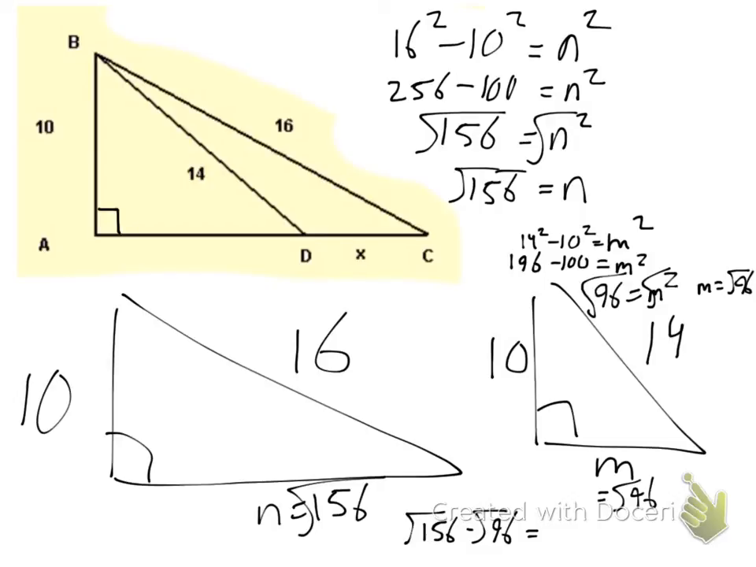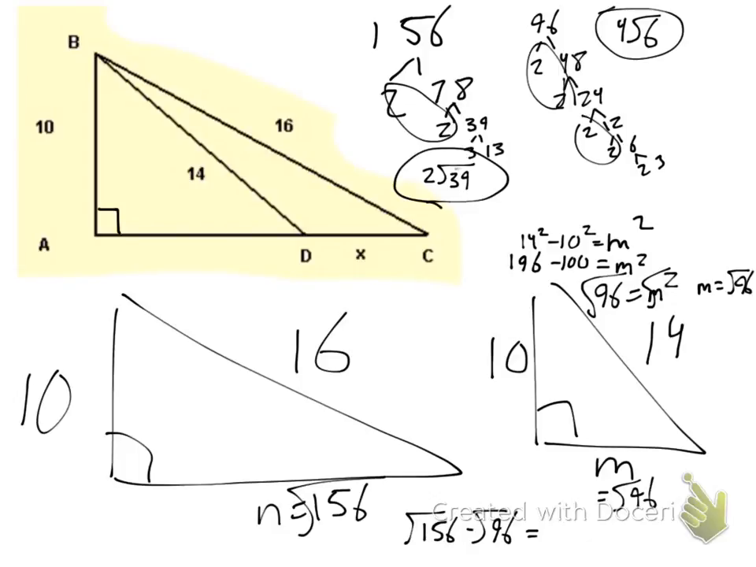So, I didn't record all the breakdown there, but the square root of 156 becomes 2 times the square root of 39. The square root of 96 becomes 4 square root 6. They don't have a common square root. So our final answer, I'm going to write it inside a triangle, would become 2 square root 39 minus 4 square root 6. That's x. That's the exact answer. Now, if you took a calculator route, you'd come out with an answer that's a little bit more approximate.